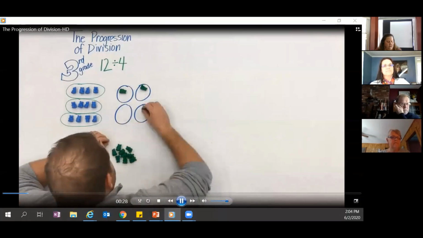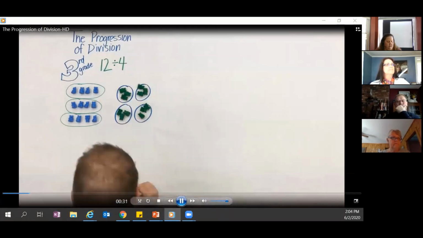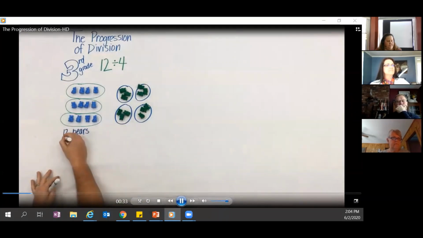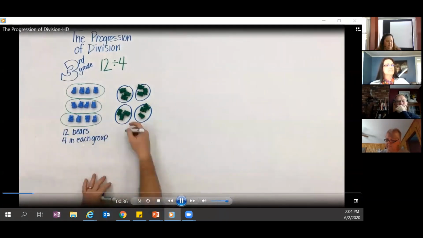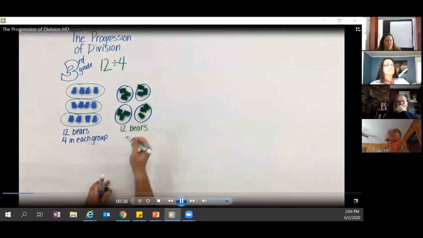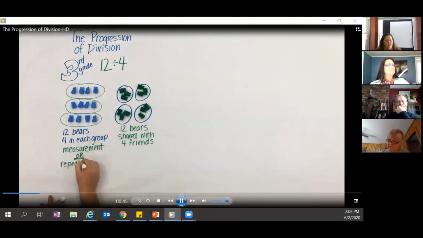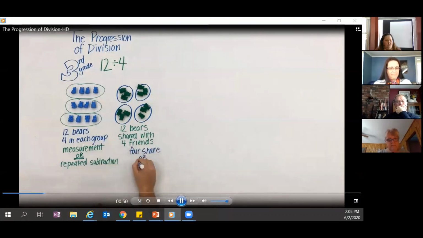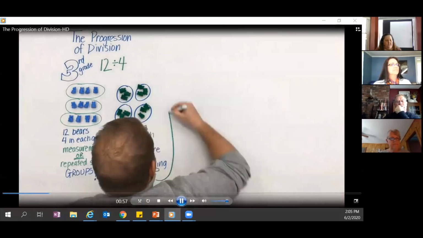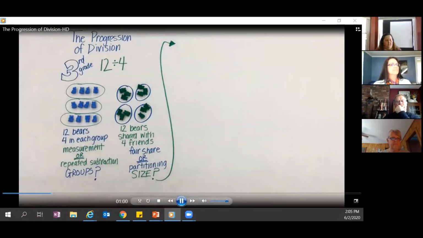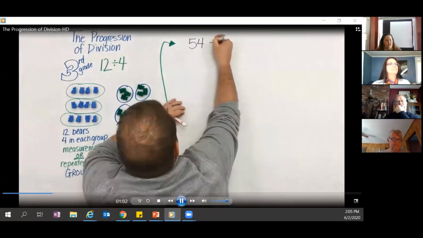Well, we have two completely different models. And what this says is that the context, the story of the problem, plays a large part in developing students' conceptual understanding. In one, we have 12 bears with 4 in each group, which gives us 3 groups, and 12 bears shared with 4 friends, which leaves us 3 with each group. One model, well, that's measurement or repeated subtraction. The other is fair share, which I think we're all pretty familiar with. In one example, we have the group is unknown, and in the other, the size of the group is unknown.